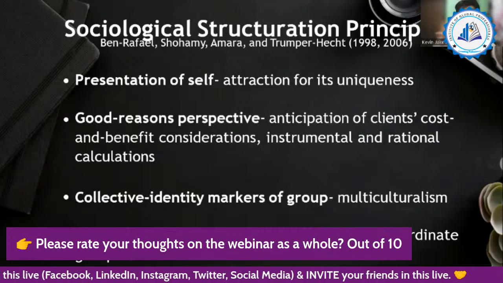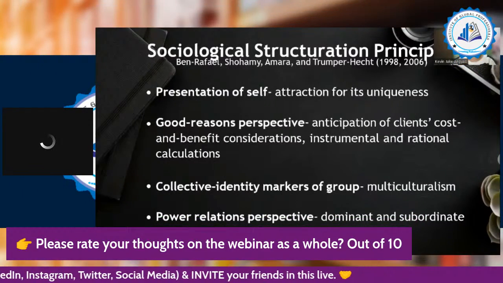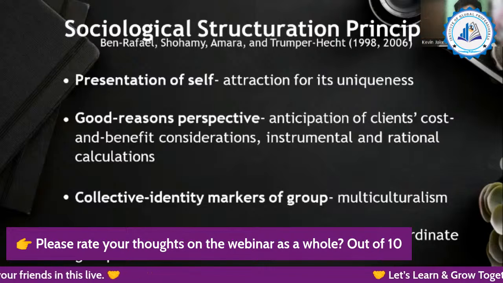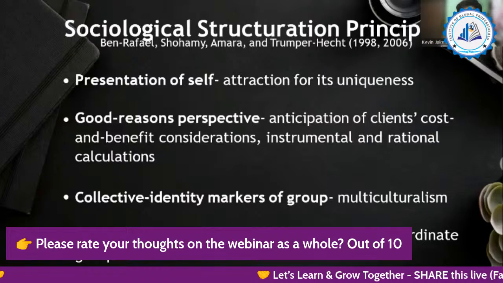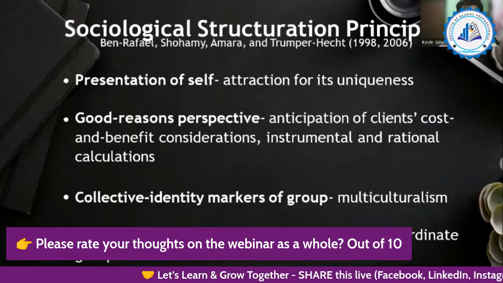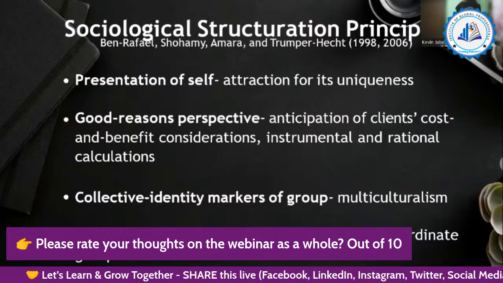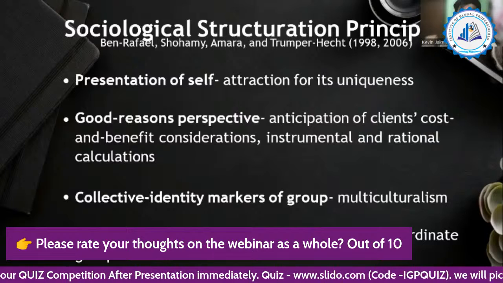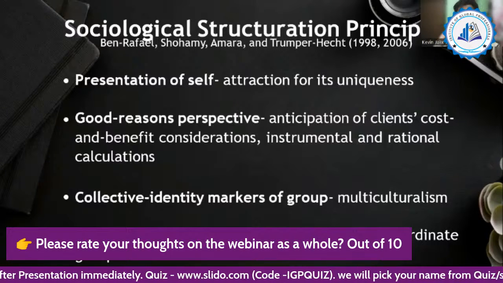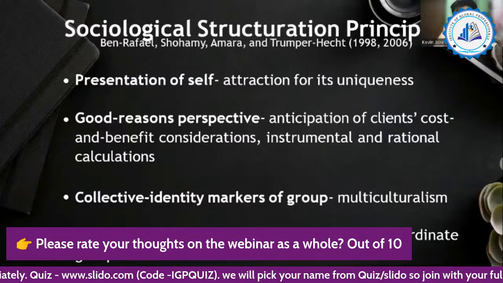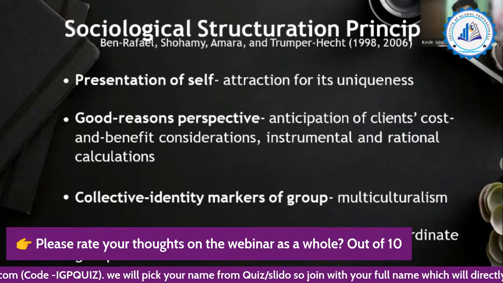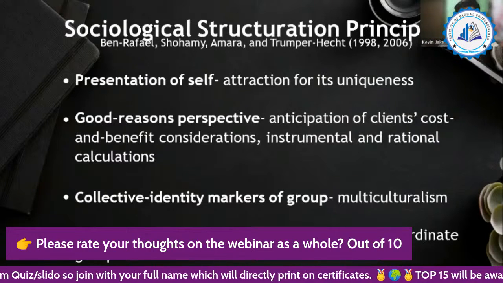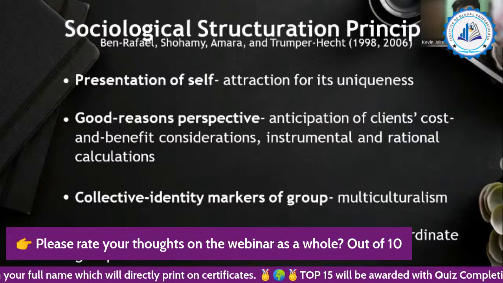We also have, on the sociological structuration principles, the power relations perspective. When you say it's power relations perspective, it's actually what language is dominant, what language is less dominant, or what language is more powerful or more common in the community. Although, please have that corrected, there is no superior nor inferior language, but the signs would actually tell us that there are dominant languages in a certain area and there are less dominant languages in the same area.